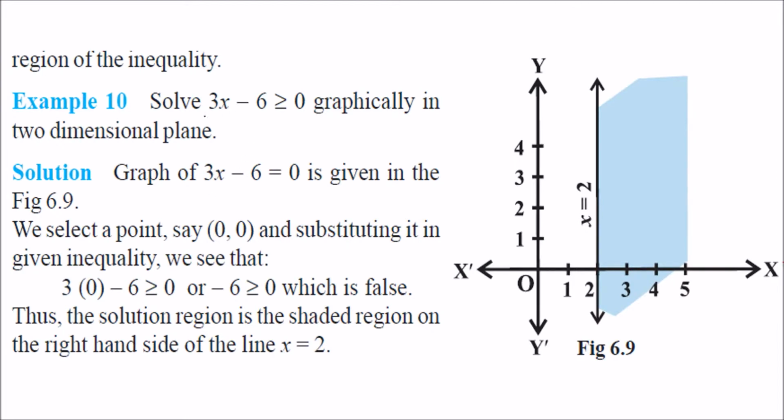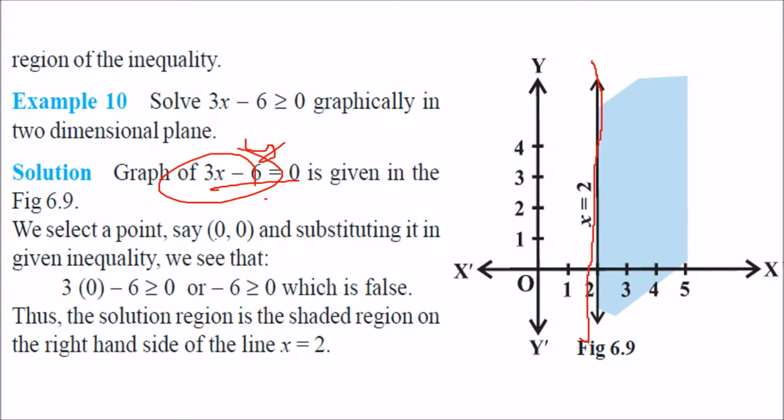Next, 3x minus 6 greater than or equal to 6. Let us make 3x minus 6 equal to 0. Actually there is no y, so it will be just x equal to 2. The solution is x equal to 2, so the line will be parallel to the y-axis.